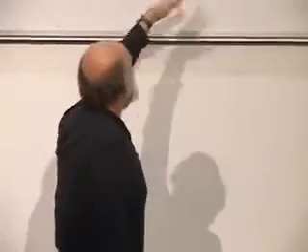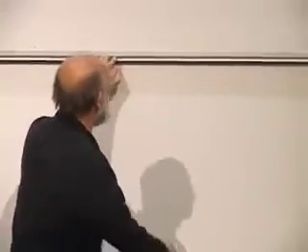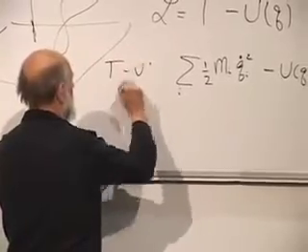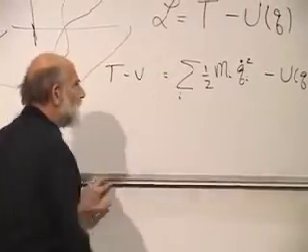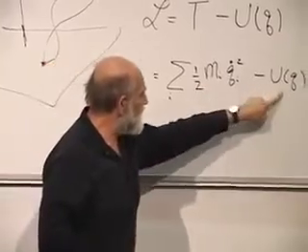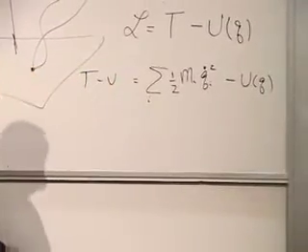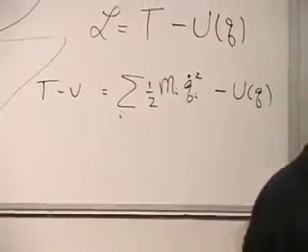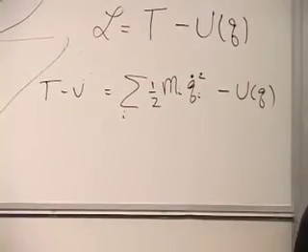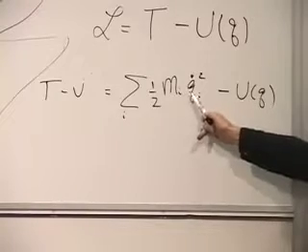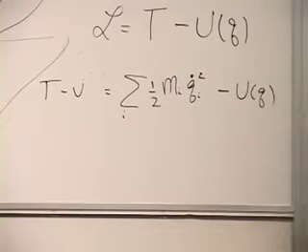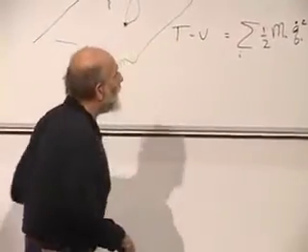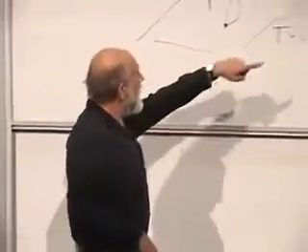More generally, T could, I'm sorry, I've written something silly here. T minus U is equal to this. T minus U, okay? Keep in mind one thing, the Lagrangian is not the energy. The energy is the kinetic energy plus the potential energy. Okay, so that's the basic structure of classical mechanics.